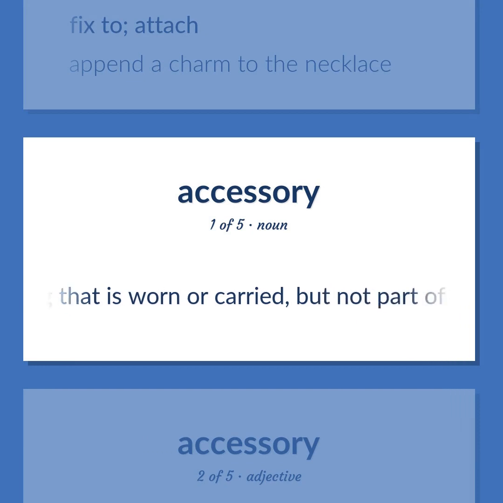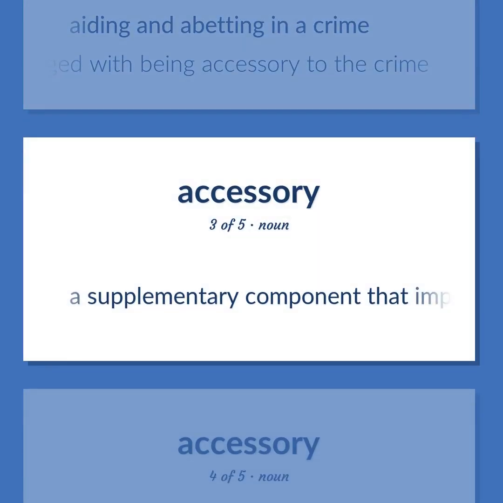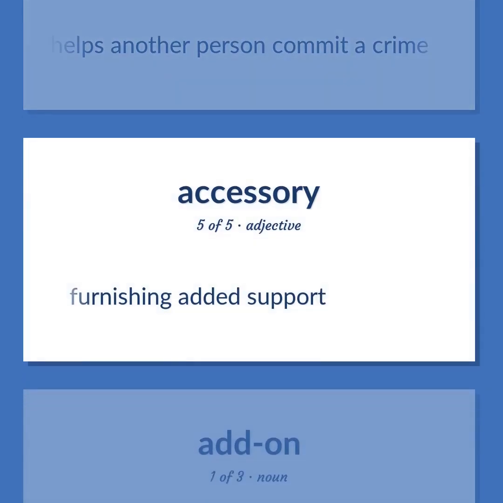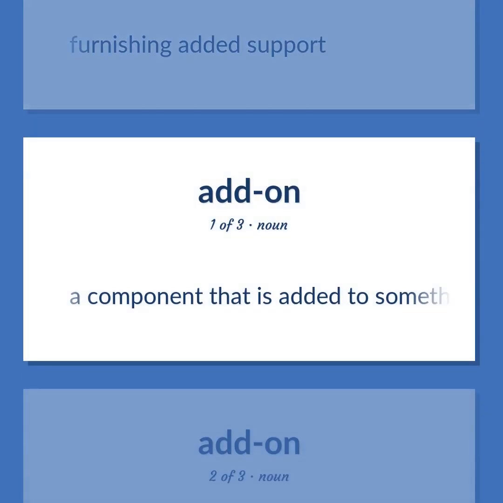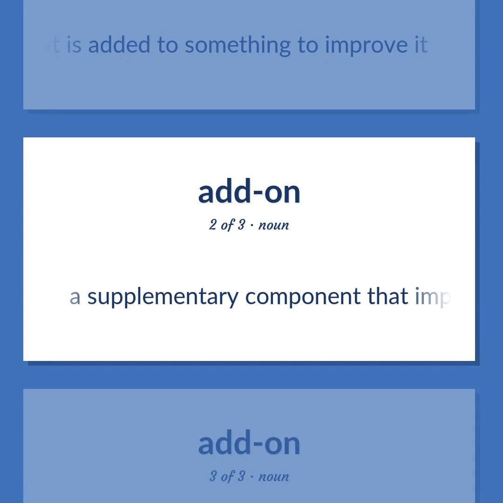Clothing that is worn or carried, but not part of your main clothing. Aiding and abetting in a crime. He was charged with being accessory to the crime. A supplementary component that improves capability. Someone who helps another person commit a crime. Furnishing added support. A component that is added to something to improve it. A supplementary component that improves capability.